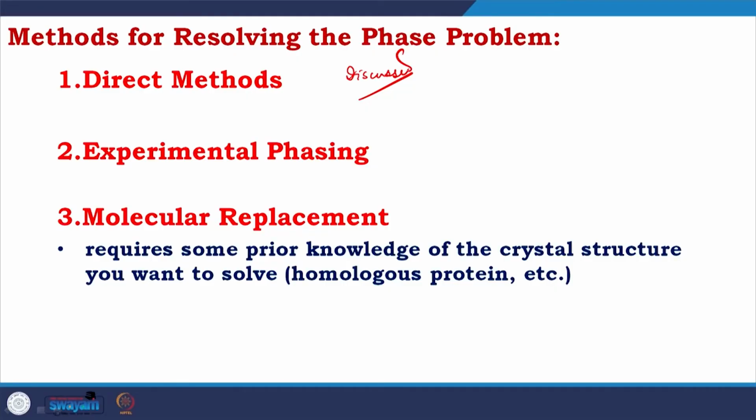Molecular replacement is kind of a hybrid technique, taking the concept of theory and experiment together. It is a great contribution from Michael Rossmann, and we will discuss in detail about this and its role in changing protein crystallography. But now we will go and discuss experimental phasing.